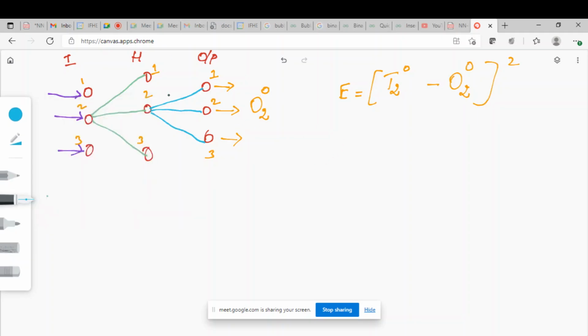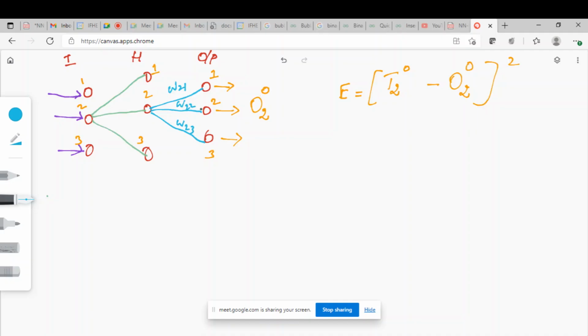So what is this weight? This is W21, because this is the second neuron of the hidden layer which is connected with the first neuron of the output layer. This is W22. This is W23. Now, out of these three weights, this output depends on which weight?